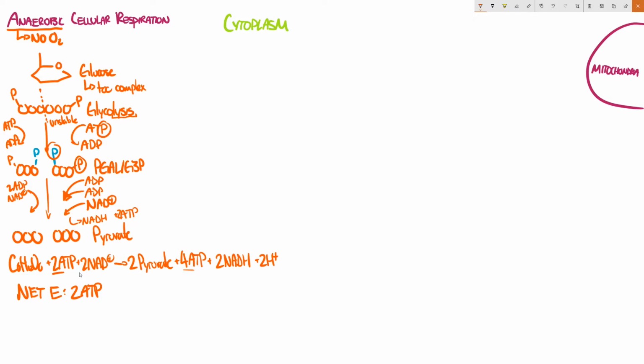So the next step that's going to take place in the cytoplasm, let's say for a plant, is going to be fermentation. In plants, it's called alcohol fermentation. We are going to make an alcohol group. So the general equation for this is going to be pyruvate plus NADH is going to make ethanol. Same ethanol in our wine and beers. Ethanol plus NAD+ and CO2.